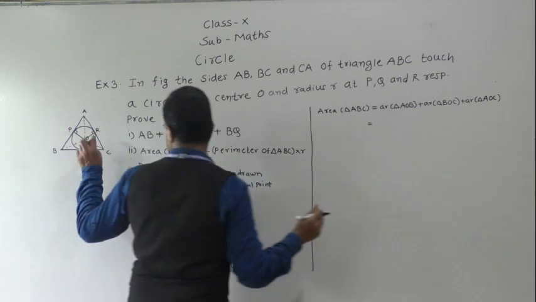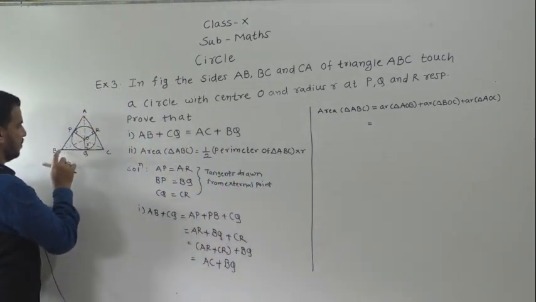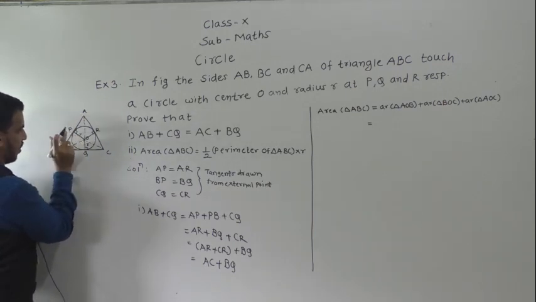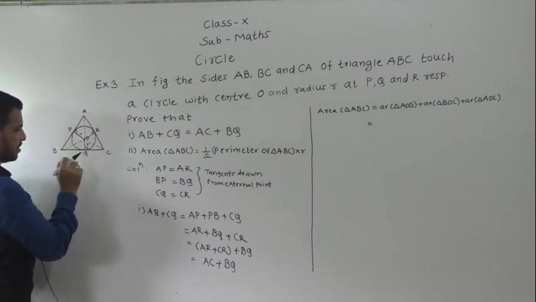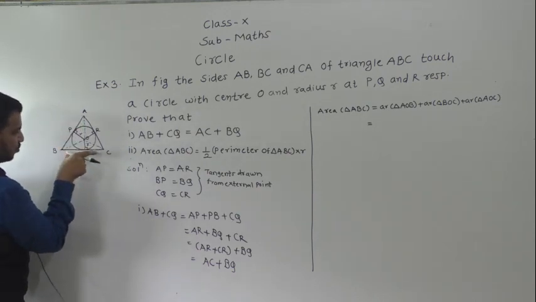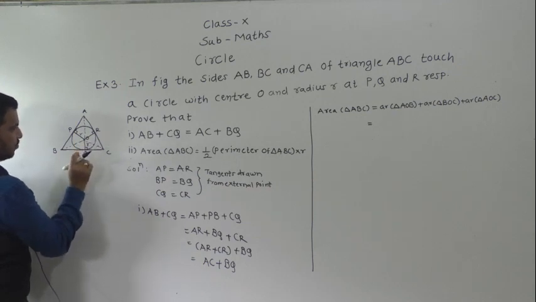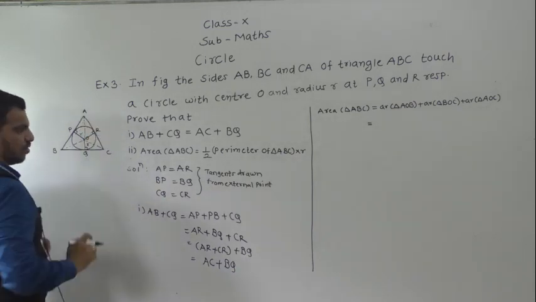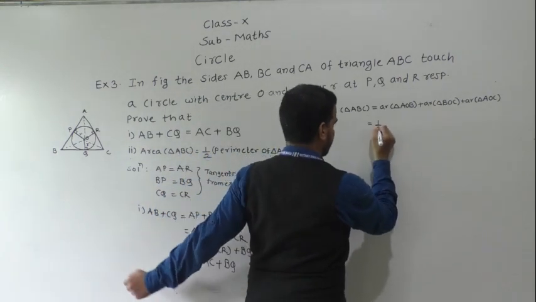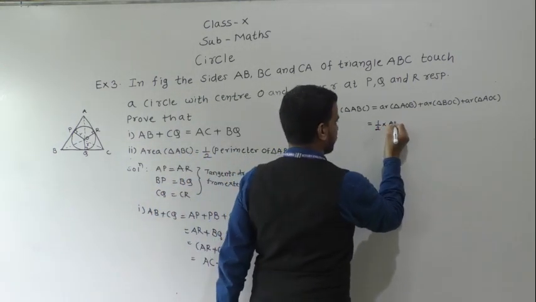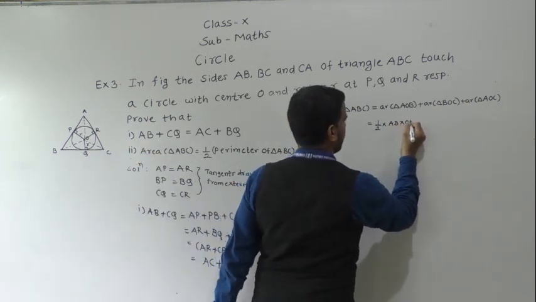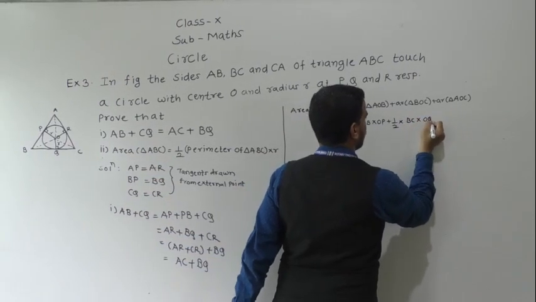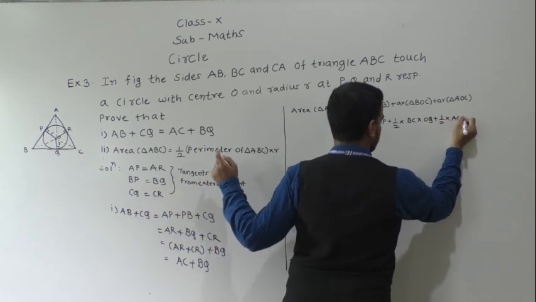Now for the area of triangle AOB, it is half into base AB and height is the radius OP, so half into AB into OP. Similarly for triangle BOC, half into base BC and height OQ. And for triangle AOC, half into base AC and height OR. So area of triangle AOB is half into base AB into height OP, plus half into base BC height OQ, plus half into base AC and height OR.